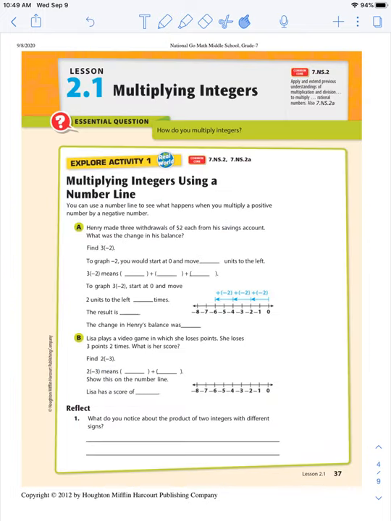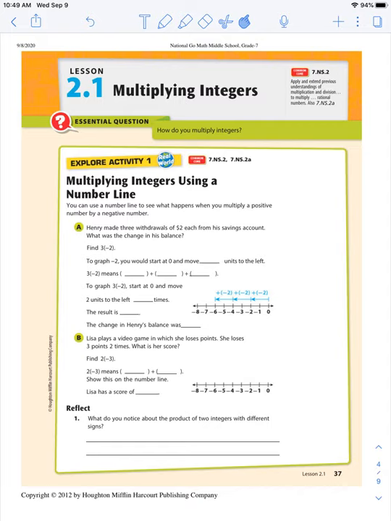All right, so 2.1 focuses on multiplying integers. We're going to model this two ways, with a number line and then with positive, negative, the red, yellow sided coins. And we're also going to use the definition of multiplication, which is repeated addition. So when we model multiplication, we're going to model it as repeated addition.